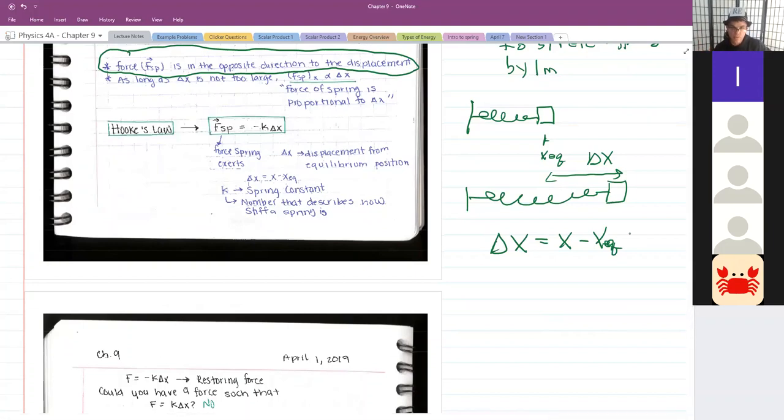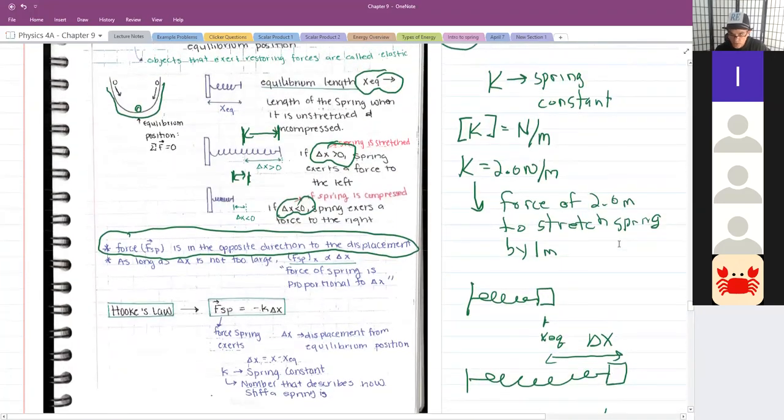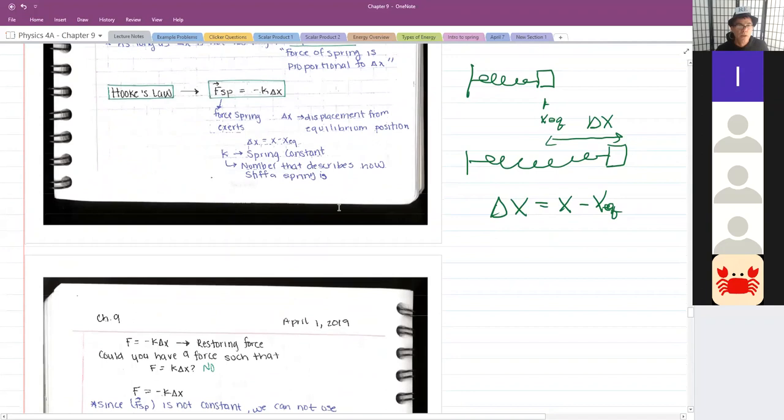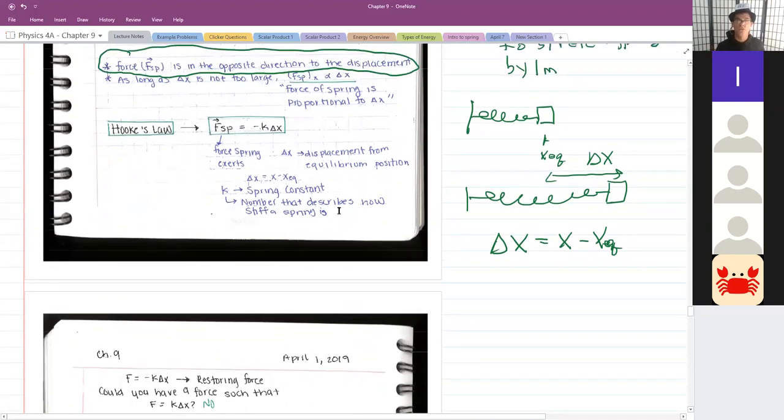How much force the spring exerts is just going to be equal to negative the spring constant times delta X. So we call this Hooke's law. Why Hooke's law? Because somebody named Hooke is the one who studied it.